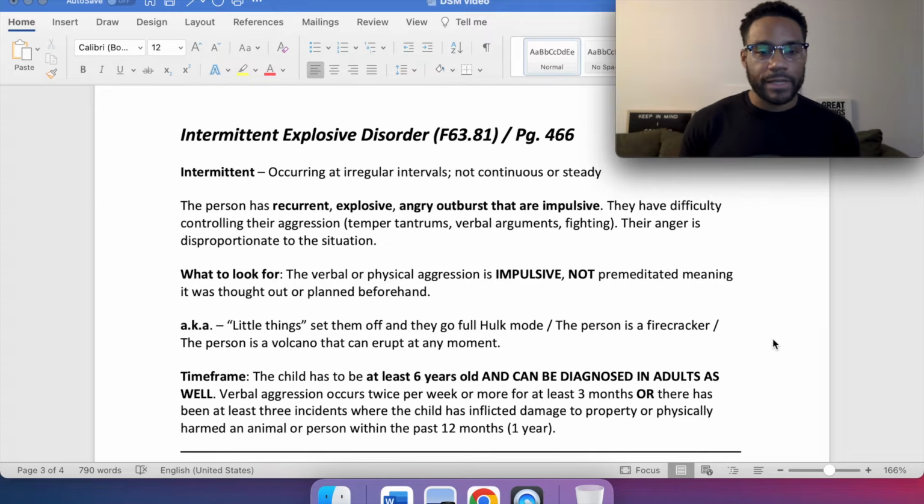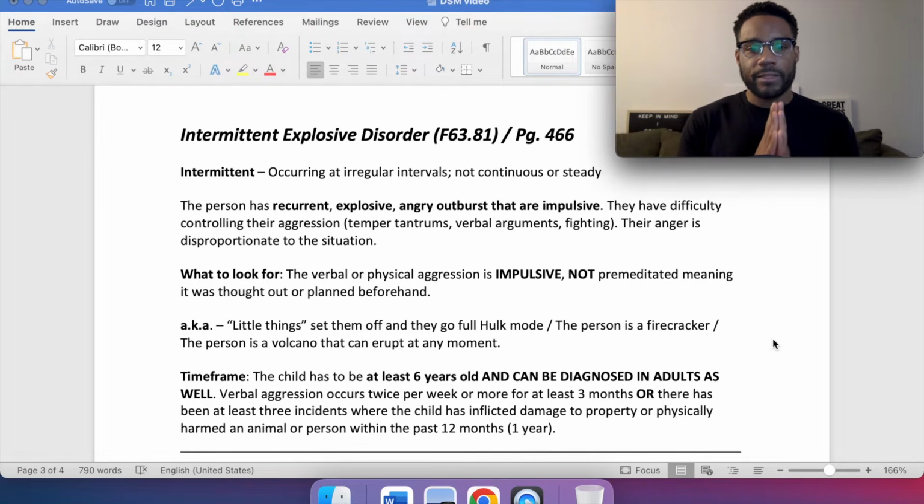In the time frame, the child has to be at least 6 years old and can be diagnosed in adults as well. Verbal aggression occurs twice per week or more for at least 3 months, or there has been at least 3 incidents where the child has inflicted damage to property or physically harmed an animal or person within the past 12 months or 1 year.